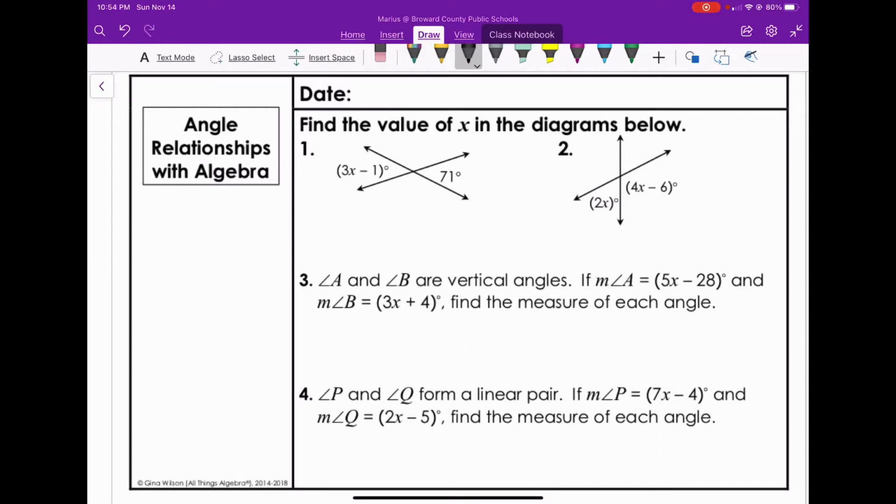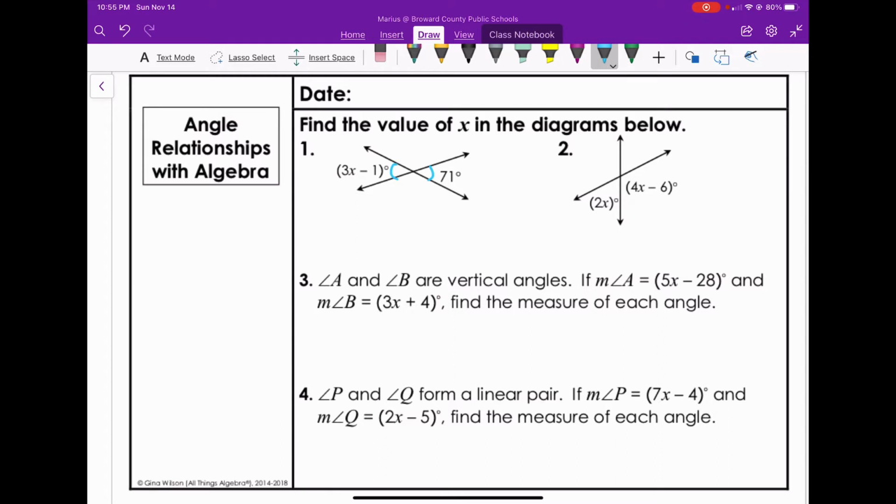Let's go ahead and jump in and start talking about angle relationships with algebra. So the instructions say find the value of x in the diagrams below. For number 1 and 2, the first thing we need to do is identify what type of relationship these two angles have.